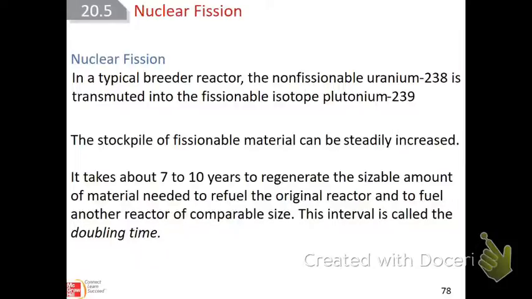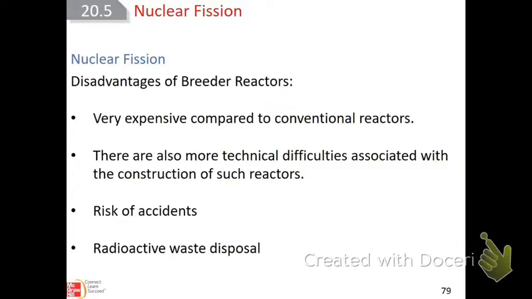And so here are some of your disadvantages. They're very expensive, very expensive. They're also very technical. You have to have precise equipment, very technical involved. There is a risk of accidents.